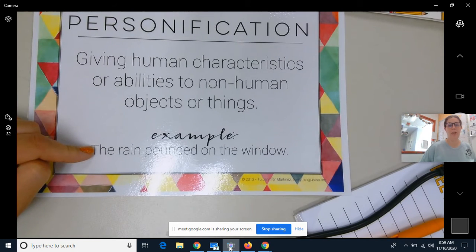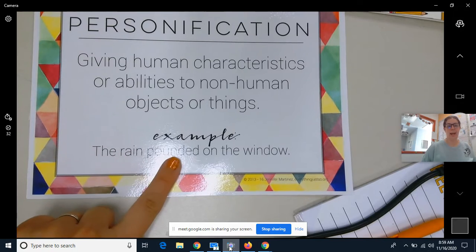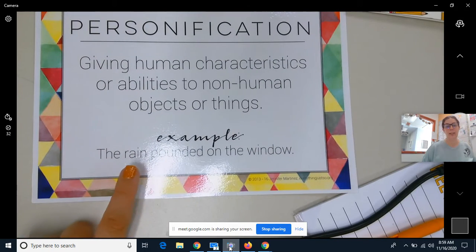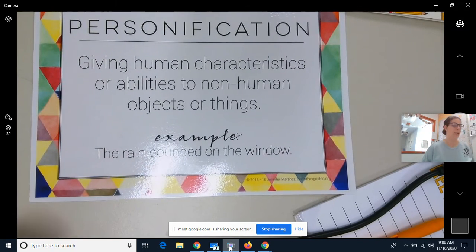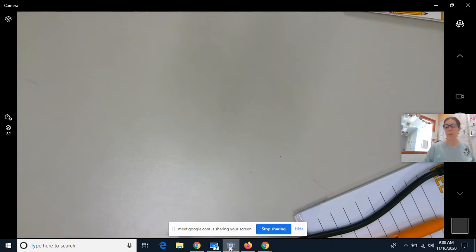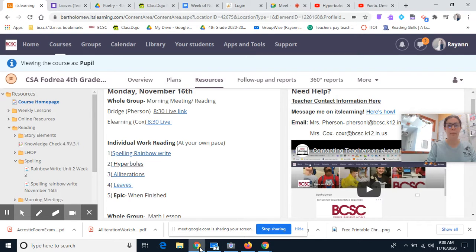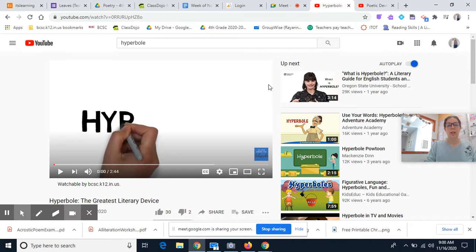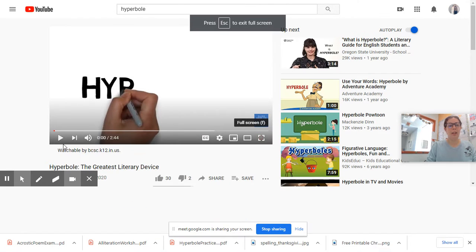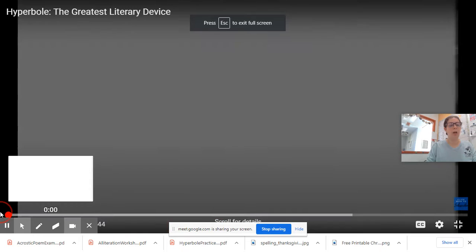And then we also have personification, giving human characteristic abilities to non-human objects or things. Example, the rain pounded on the window. Rain can't actually pound, but humans can. So this is giving rain a human-like quality, okay? So those are some things we're going to be looking at this week as we go through. So what we're going to do next is pull up our hyperbole video first, and then we're going to move on to our alliterations video, and then we'll look at a poem, and then I will let you get started on things, okay?